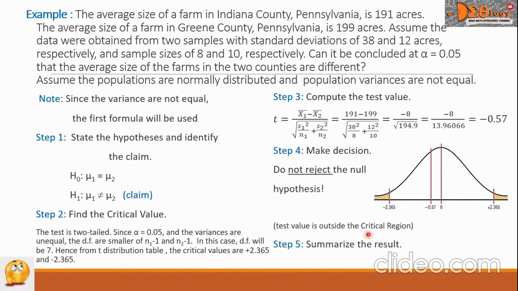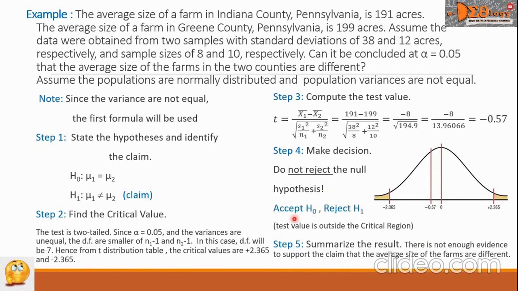Step 5. Summarize the result. So we say now there is not enough evidence to support the claim that the average size of the farms are different. So again, when we have step 4 and we say do not reject the null hypothesis, it only means that we are accepting that null hypothesis. Eventually, we are rejecting the alternative hypothesis. This is our final answer.